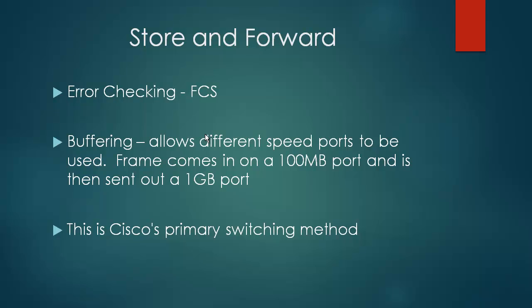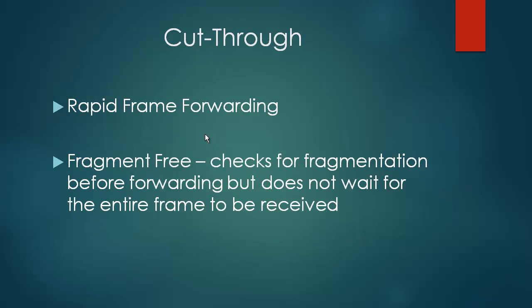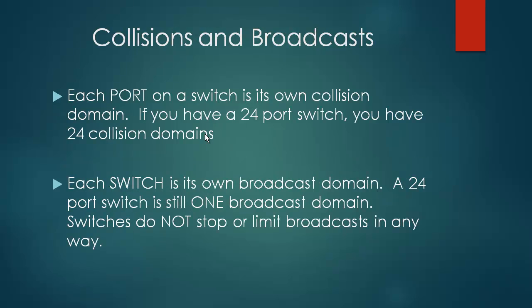It also allows us to use buffering. In other words, we can have different speed ports on the switch. We can have a piece of data come into a 100 megabit port, receive the entire frame, and then send it out the 1 gigabit port. With the cut-through method, you can't do that. All ports need to be the same speed. And again, store and forward is Cisco's primary switching method. Cut-through, we already talked about it. It's rapid, but obviously there are issues, and it could fragment packets.